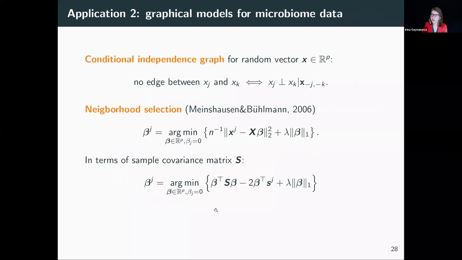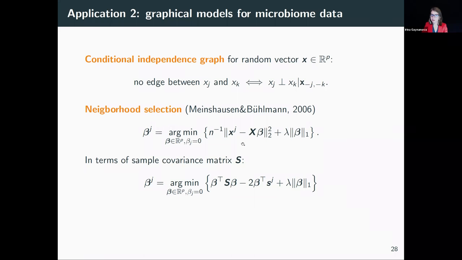Again, the approach we're gonna take, the application here, is very similar to what we did in CCA. There are multiple graphical model approaches that have been developed for high dimensional data. In particular, we can look at the neighborhood selection approach, which essentially regresses each of the genera, so each of the nodes, on its neighbors to find the edges.